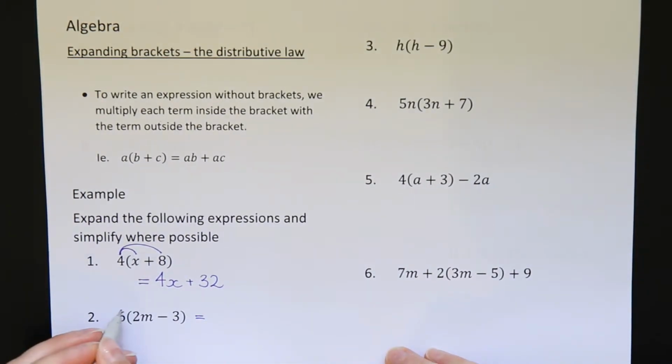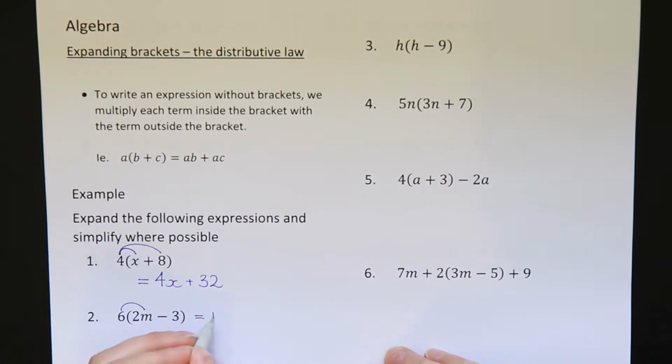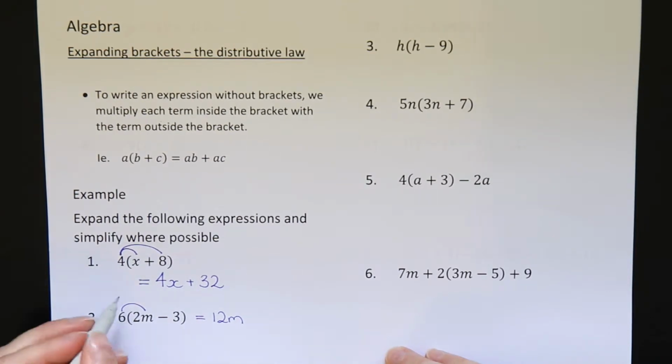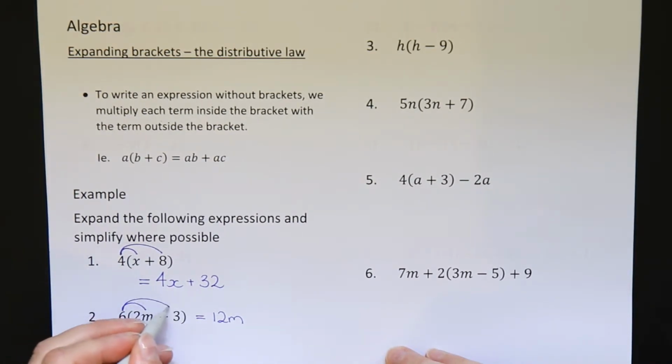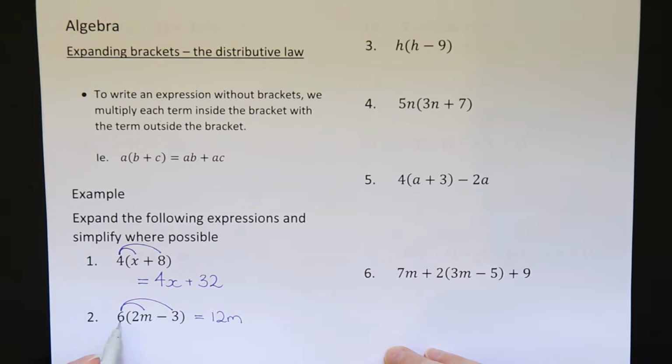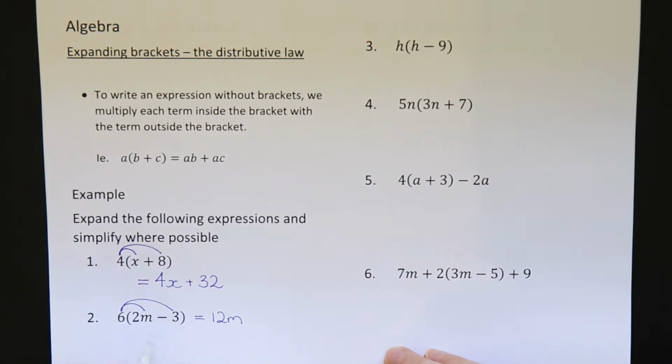I want to multiply the 6 with the 2m. 6 times 2 is 12, and the m will sit afterwards. Then I want to multiply the 6 with the negative 3. 6 times 3 is 18, and with the minus sign there, it'll be minus 18.